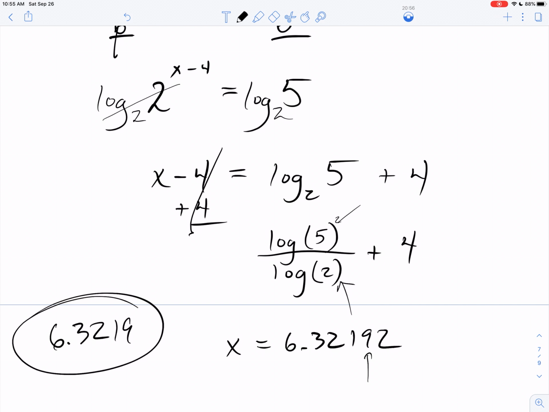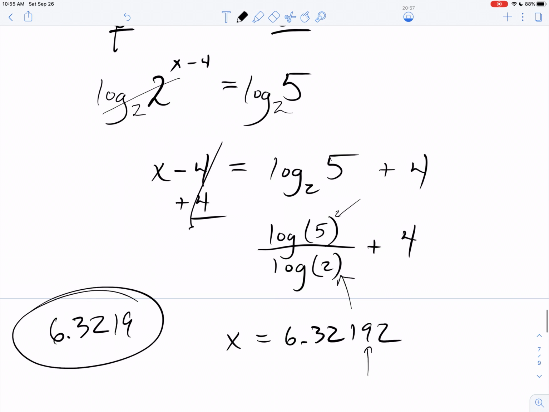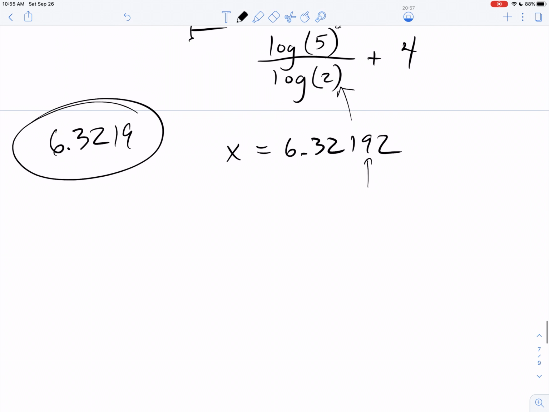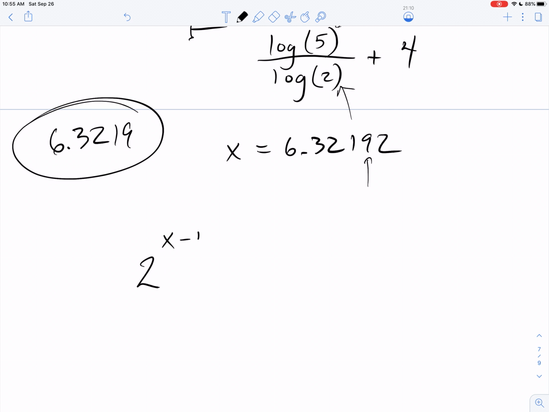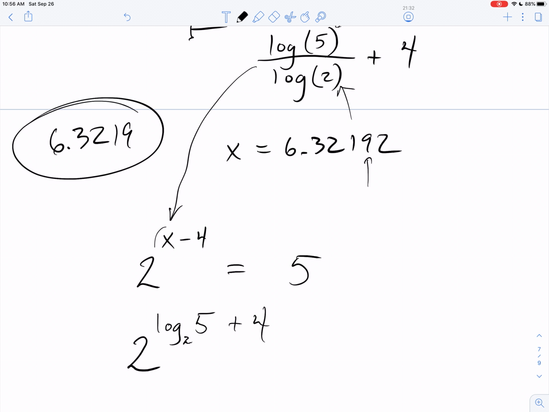Or, and I'm just going to show you this once because this is just kind of a mess. Remember, what did the original problem say? The original problem said, 2 to the x minus 4 equals 5, and that was after I got the base by itself. So what was my answer? Remember, this is my answer right here. So if I want to just write it out, it would be 2 to the power of log base 2 of 5 plus 4. That would be this part, minus 4.